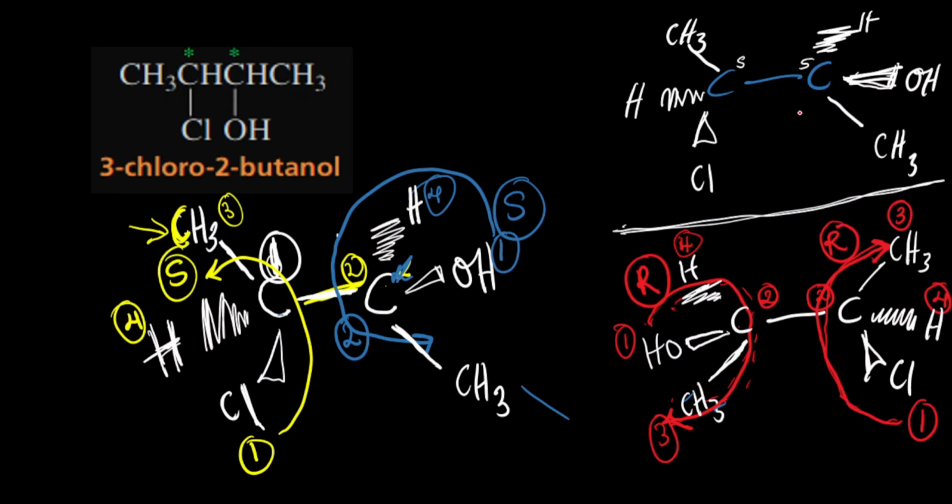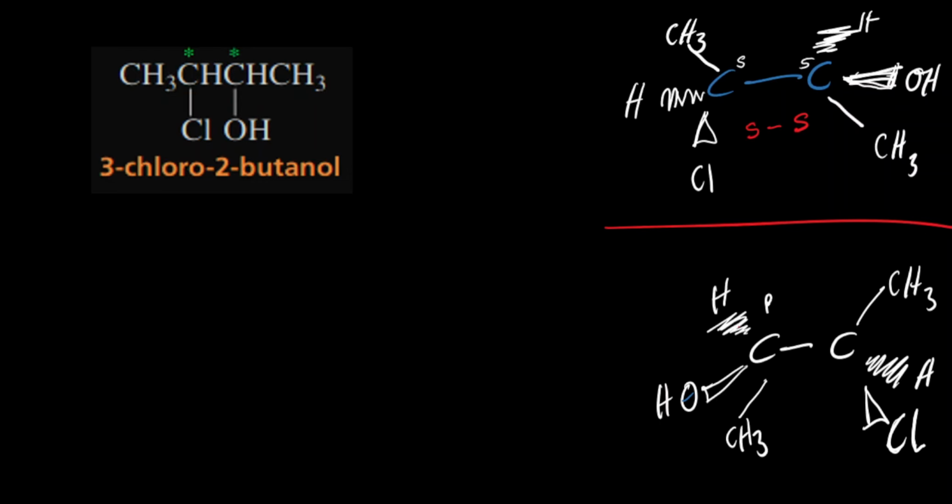Notice that our starting molecule has the configuration SS, and this has the configuration RR. So they differ at both asymmetric centers. Their configurations differ at both asymmetric centers, and so these two molecules are enantiomers. This has an R and this has an R. These two molecules are enantiomers because they differ at both asymmetric centers.